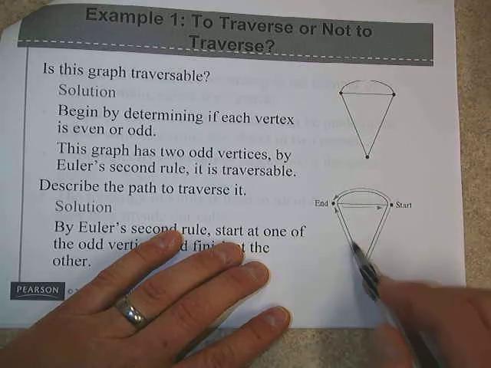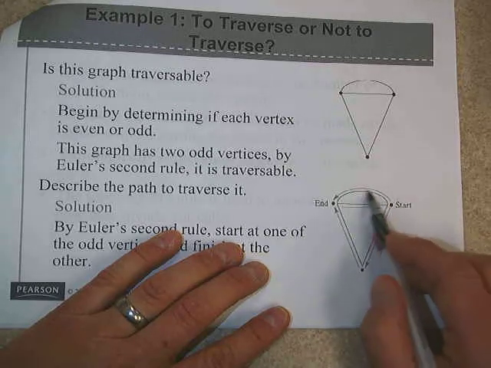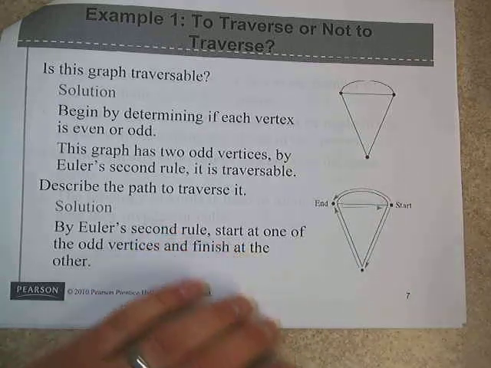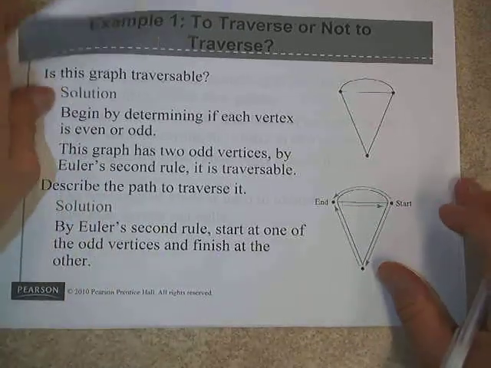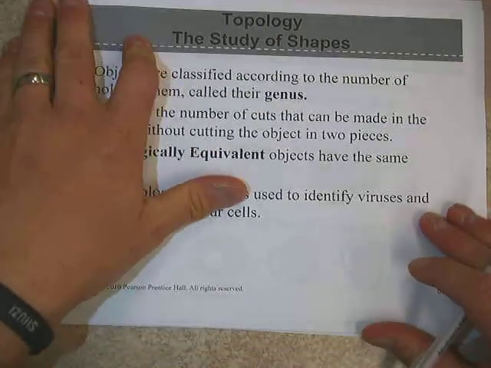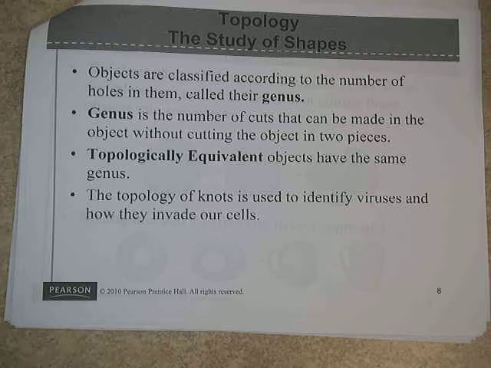If we start at this one, and we go, let's say, down here to this one, up here to this one, across this way, and then around that way, we will have gone over every edge and not more than once on any given edge. And again, we started at one odd vertex and ended at the other. So that one is traversable.